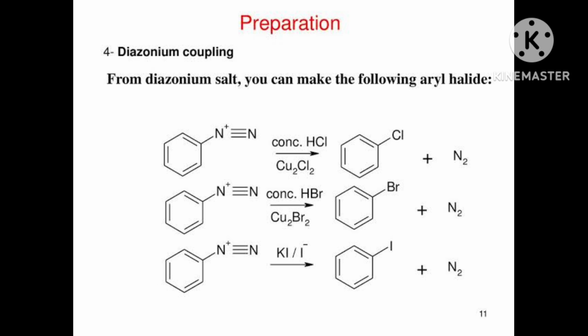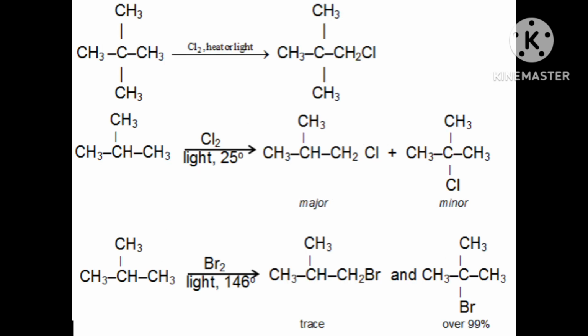Actually, here this bond will break. The carbon and N2X bond, the diazonium halide bond. Then the carbon and nitrogen bond will break. And the N2 and X bond in the diazonium halide will also break. Then N2 will be free. N2 will be free nitrogen gas. It will go as nitrogen gas.